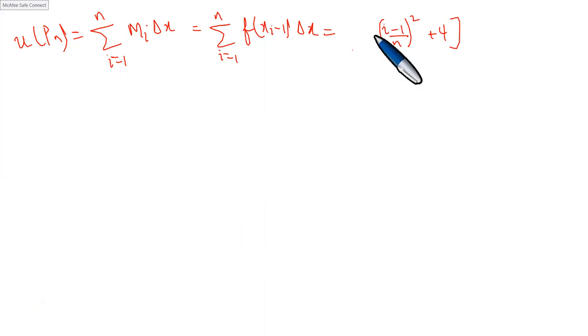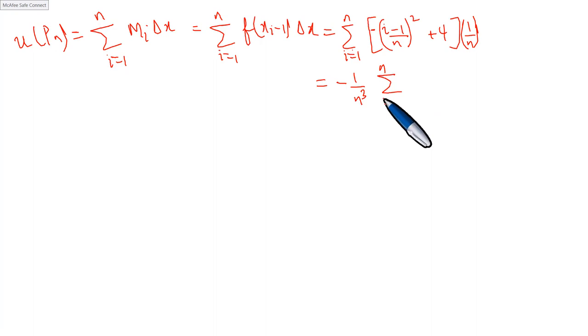Right, that is the function. And then now the change is 1 over n. So what is this? You multiply by the 1 over n. This is going to affect this one. It's going to become a cube in the minus. So it's going to become minus 1 over n cubed.